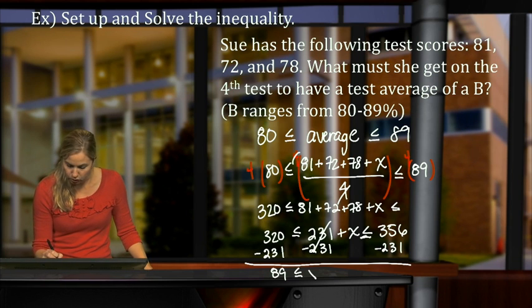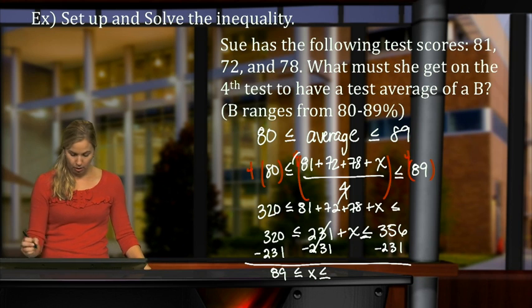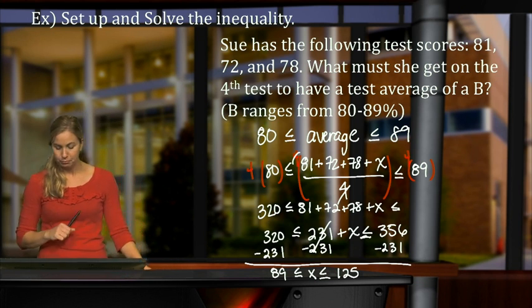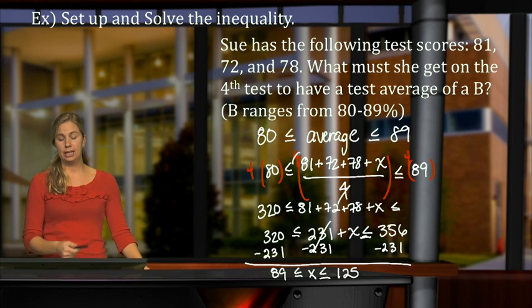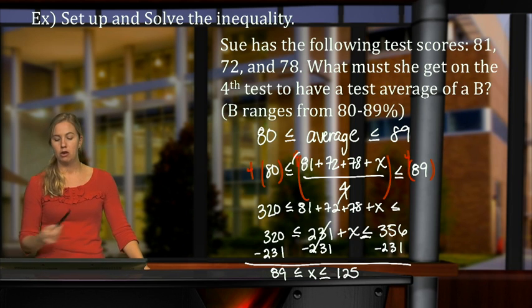Is less than or equal to x is less than or equal to 125. So what this solution tells me is that Sue needs to get a 4th test grade between an 89 and a 125 in order to have a test average of a B.